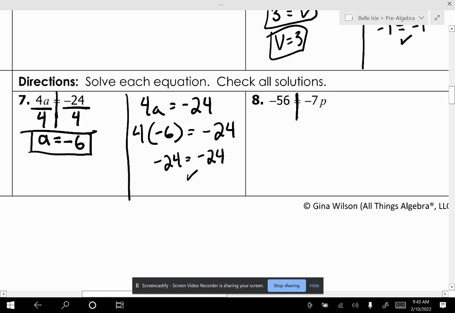Okay, where's the variable? Yeah, on the right side. What is the operation being done? Multiplication. What's it being multiplied by? Negative 7. So what do we need to divide by? Negative 7. Whatever you do to one side, you have to do to the other.